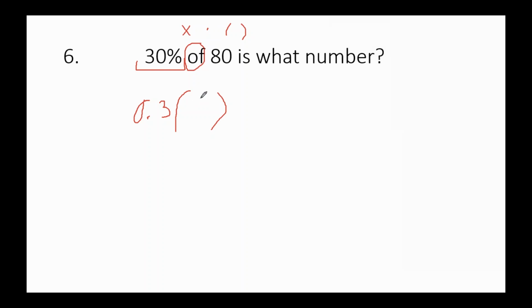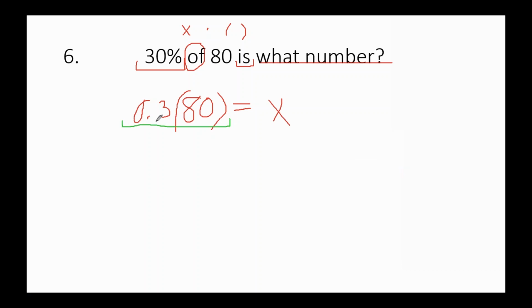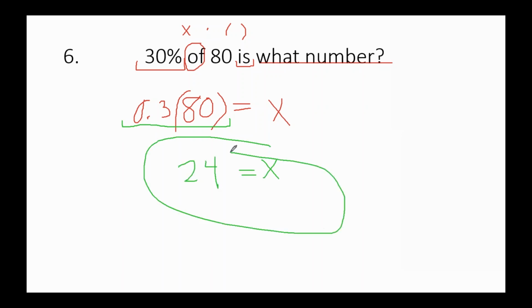So we're multiplying by 80, so I'm going to go ahead and just put 80 in there. What does is stand for? Equals. You're ready for that one. And then we have the what number. So I have x. The reason I say this is an easy one is because once you have it written, that's the hard part. Once you have it written, all you're doing is multiplying 0.3 times 80. Well, what's 0.3 times 80? 24. So that one was pretty good once we got it written.